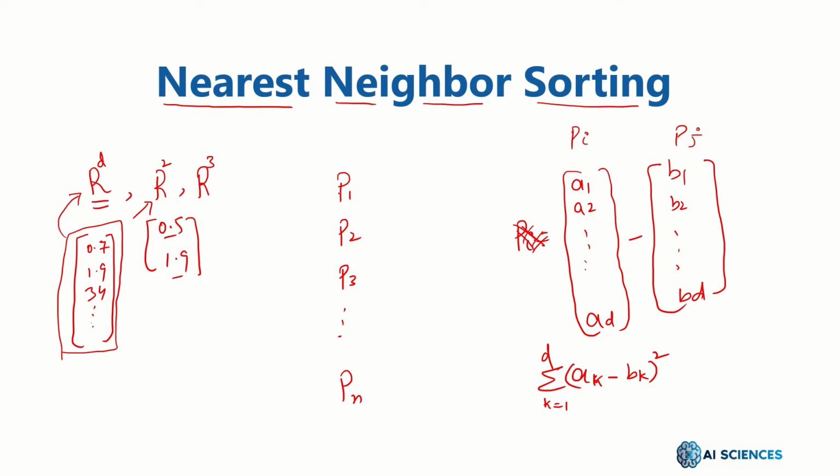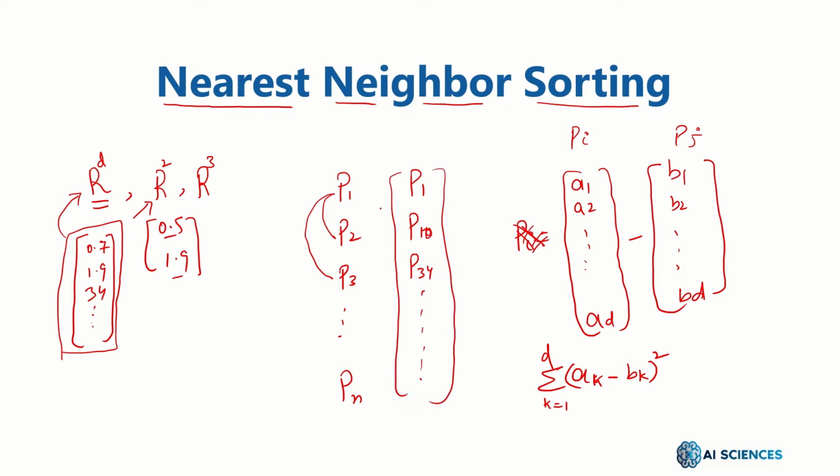So the nearest point to P1 is the point that has the closest distance to P1. Maybe P2 is the nearest to P1, maybe P3 is the nearest, and so on. So we can sort all the points with respect to their nearness to P1, and maybe the sorted order appears like so. P1 is closest to P1, that's the first neighbor. Then maybe P10 is next closest to P1, and after P10, maybe P34 is closest, and we can sort all the points with respect to their distances from P1. And that is the sorted order with respect to P1.